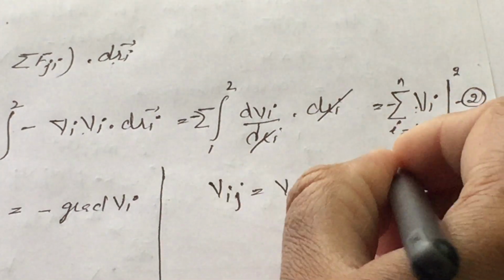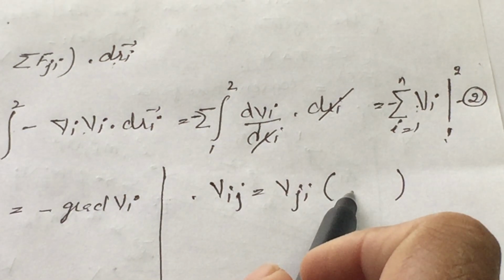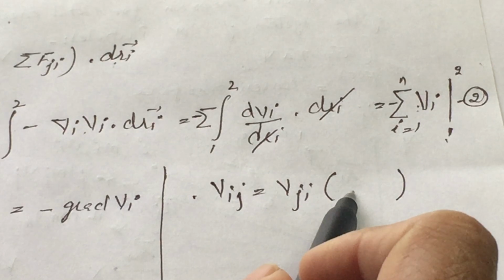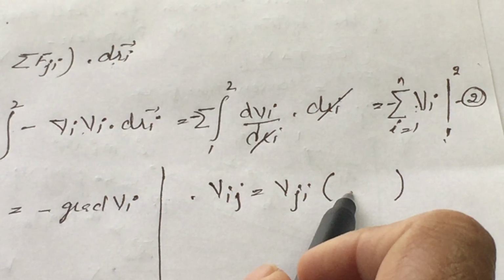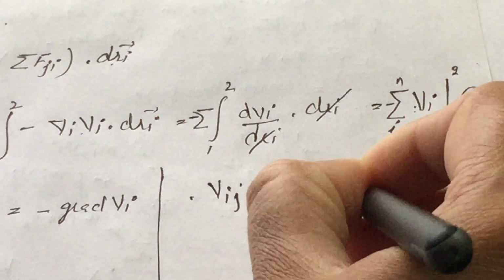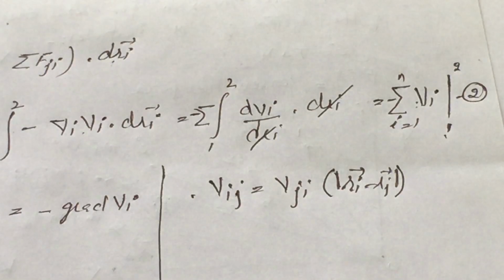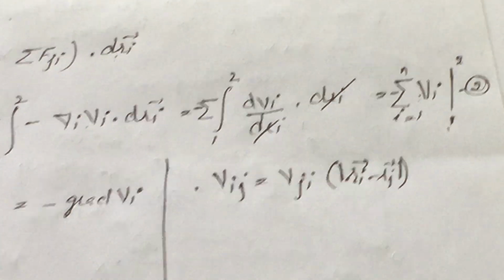Both these potential energies depend upon the distance in between the two particles, and the distance in between the two particles is given as the magnitude of Ri minus Rj, because we are not considering their direction.